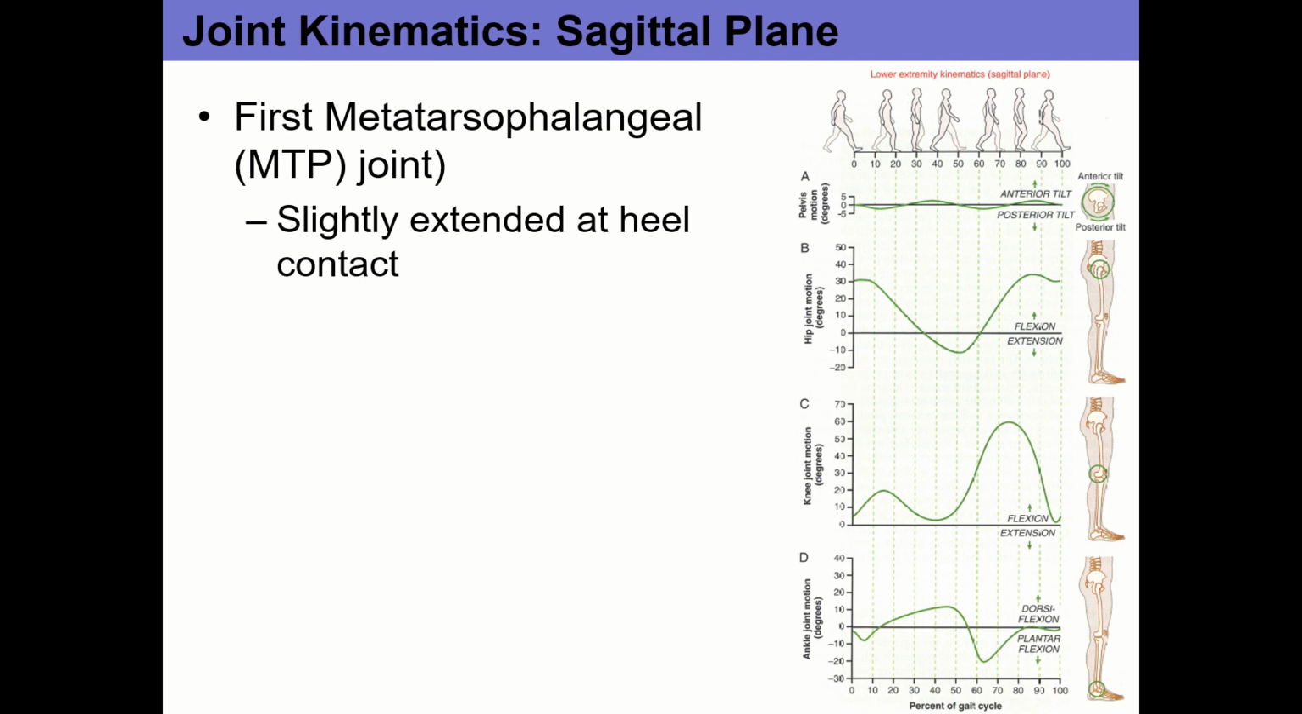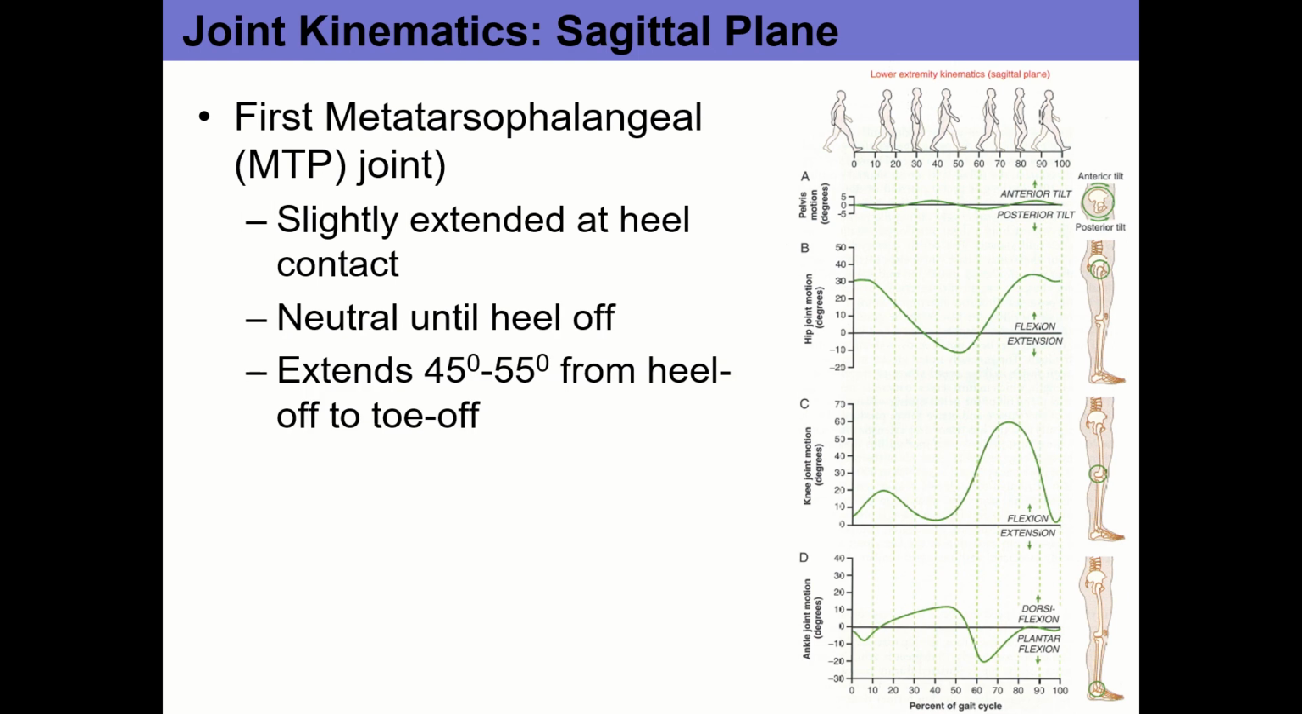All right, and then the first MTP joint, so your big toe. You can see there it's slightly extended whenever you make heel contact, neutral until we get the heel off, and then we get lots of range of motion. So when the heel comes off the ground until toe off, you're really going to push your weight from the lateral aspect of the foot back to the medial aspect of the foot, back across that big toe. We're going to hyperextend that big toe, about 45, 55 degrees, and then we're really going to powerfully flex the big toe. So we're going to use flexor hallucis longus to help push us into the next step. It's a pretty important muscle for gait. And so that helps push us into the next step.